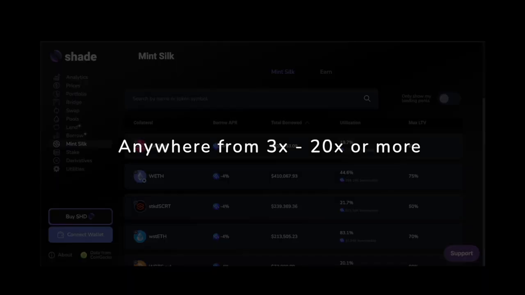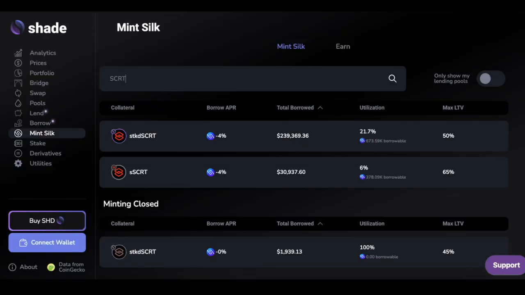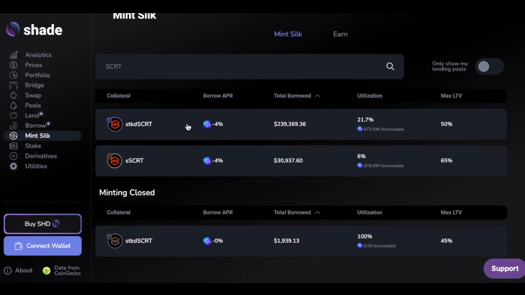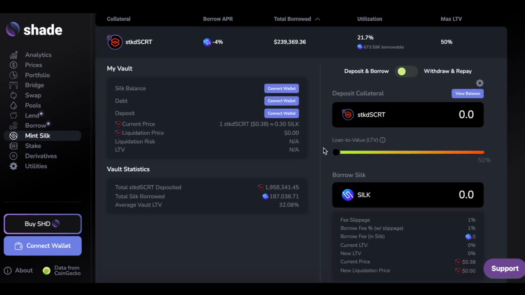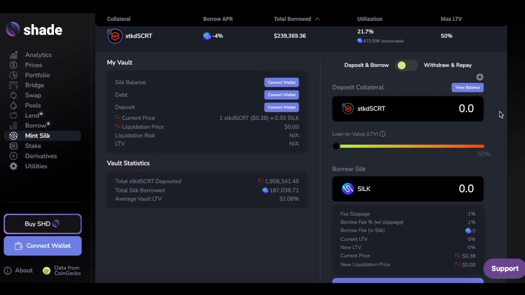A second yield strategy with your Secret is the ability to leverage it long. You can leverage long Secret or Staked Secret. And the way to do this is by visiting the Mint Silk page. You just click on the asset that you want to use as collateral to mint Silk. You would deposit and borrow. And then a big part of this is selecting your LTV.